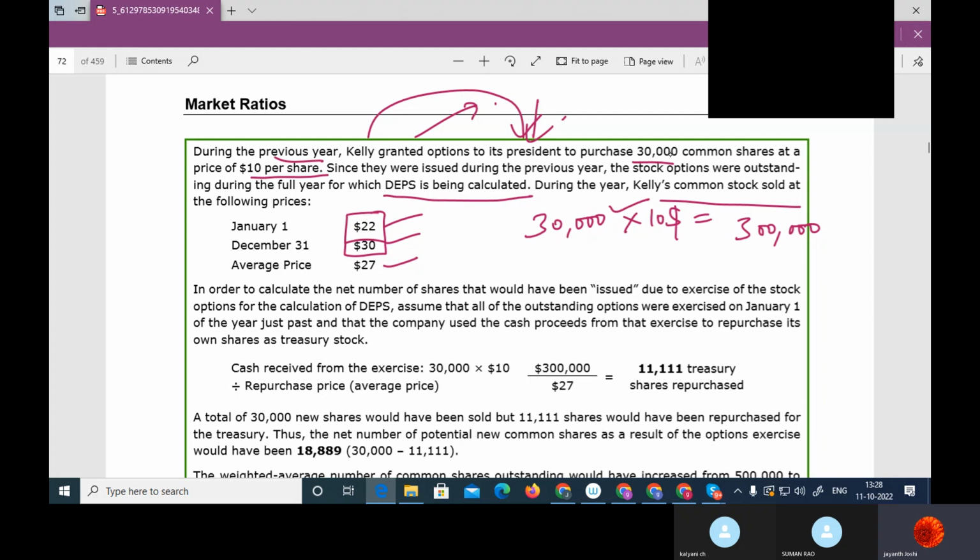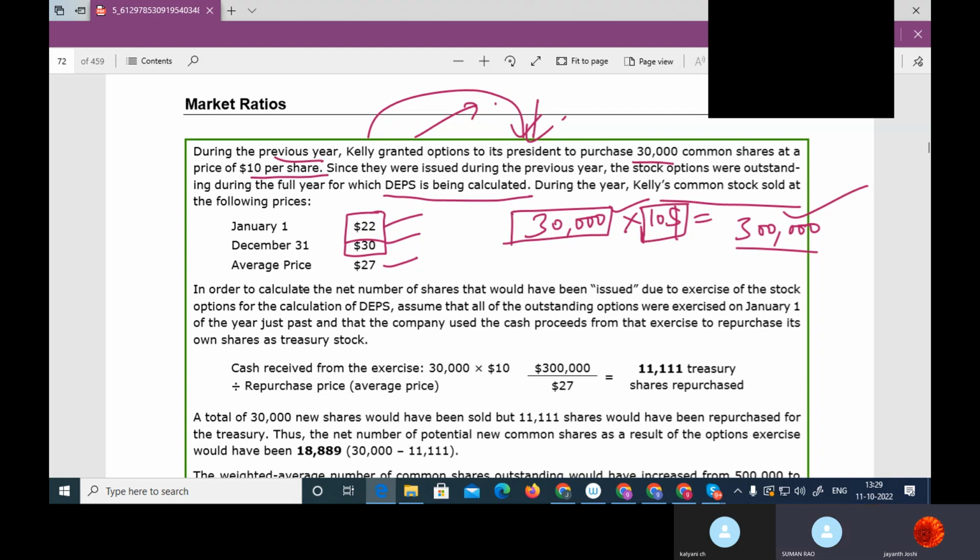So that means you will be selling 30,000 common shares to your president at the rate of $10, and you will be getting cash of how much? See, you are selling the shares to your president, so how much will he pay you? $300,000. Yes. Then what you are doing with this money is that you want to repurchase your stock. That is also a condition given in the question.